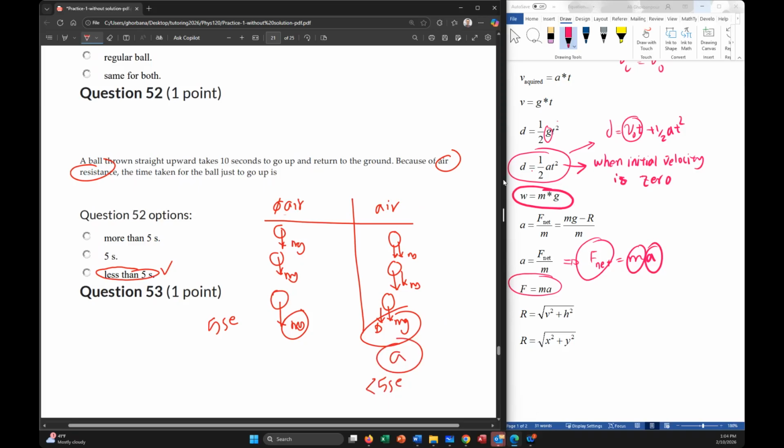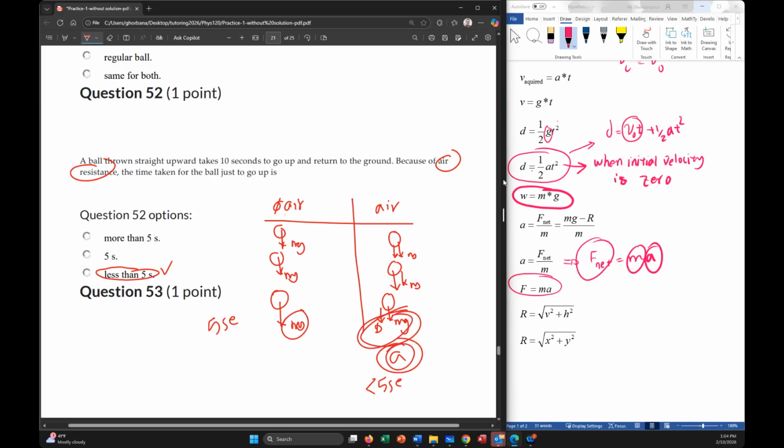Again, we are just analyzing when it's going upward. So the net force is going to be bigger. When the net force is bigger, acceleration is bigger. So it takes less time because they move the same distance.